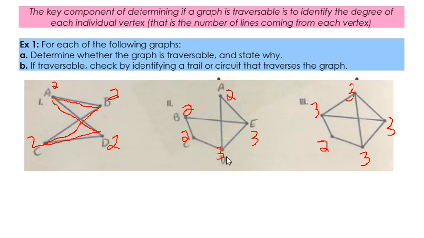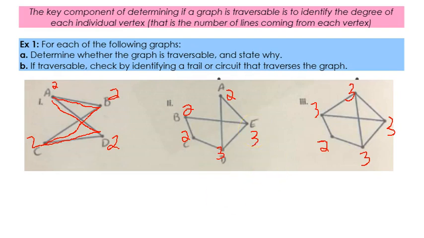If we have a look at example 2, we've got to be really careful because we've got some that are even and some that are odd, and it matters where you start. When you're dealing with these ones that have got 2 odd vertices, you have to start at one of the odd ones and you'll finish at the other. So I could decide to start at D and finish at E, or start at E and finish at D.